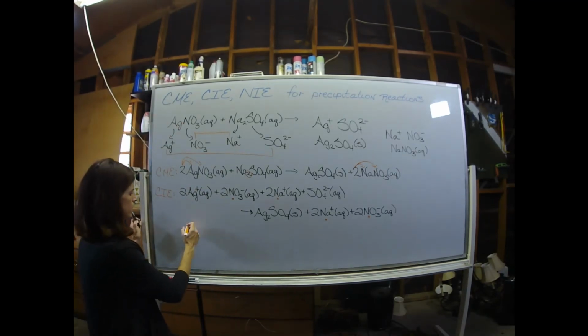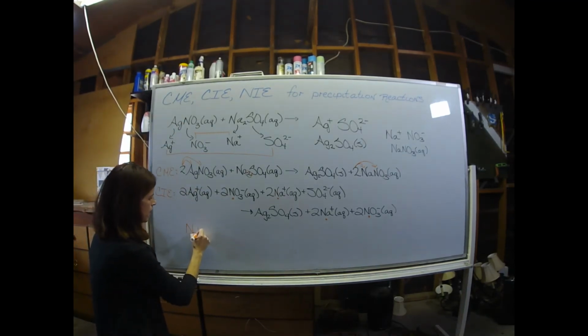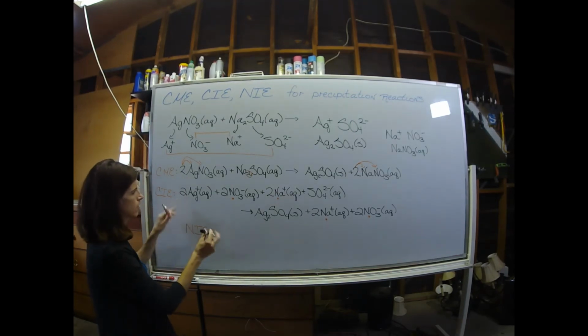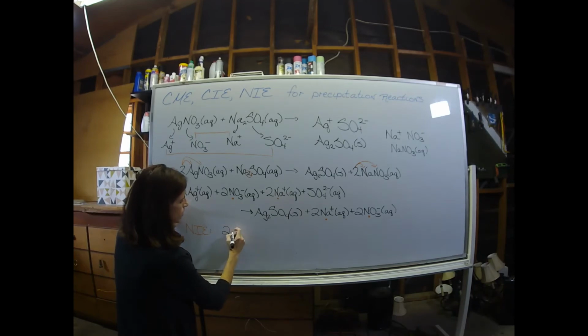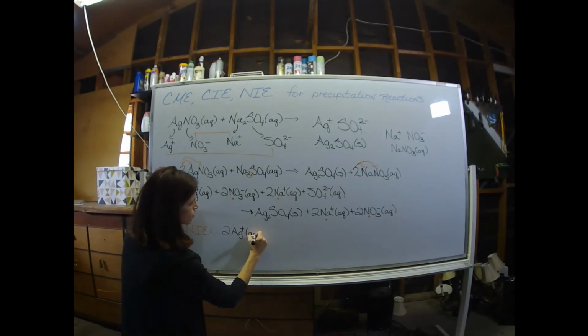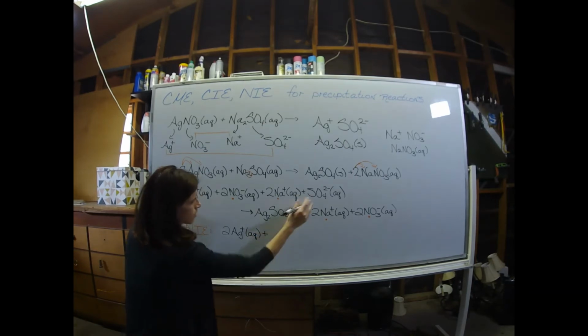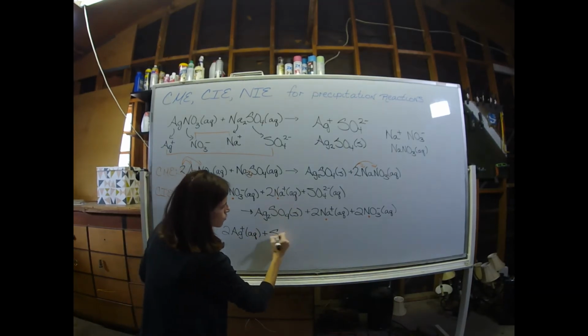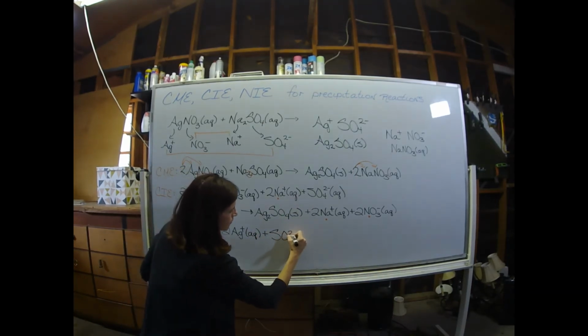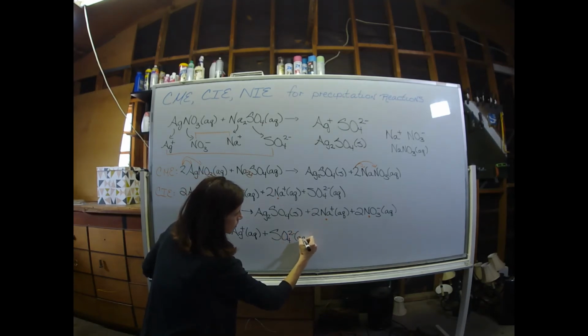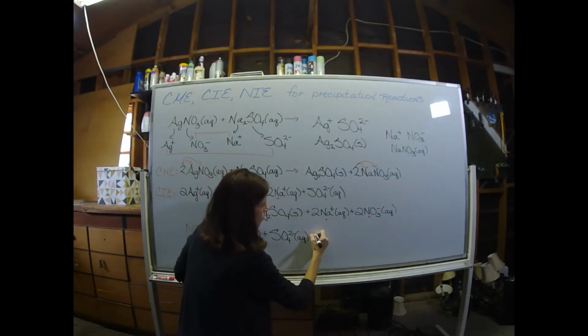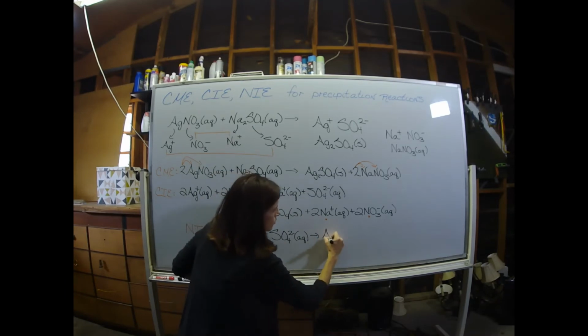Our last version then is our net ionic equation. That's going to show the ions that went to form our precipitate. So the 2 silver ions combined with 1 sulfate ion to form the solid silver sulfate.